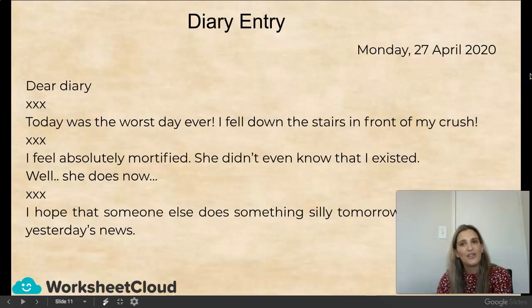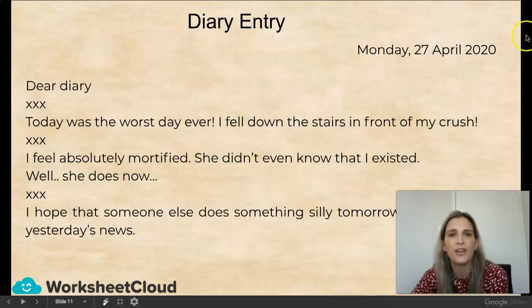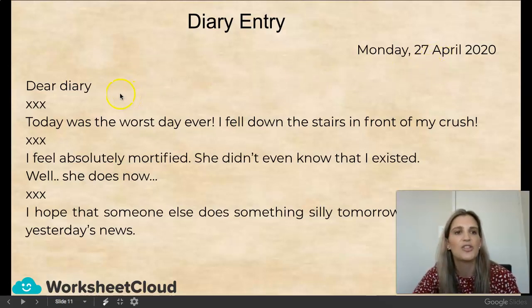A diary entry. Now, this is a very easy transactional piece because, as you can see, the format is very simple. All we need is a day, Monday. It's important that you write that. And then the date. I don't even know what date it is, so this is probably totally wrong. But it's okay. And you start with, Dear Diary.